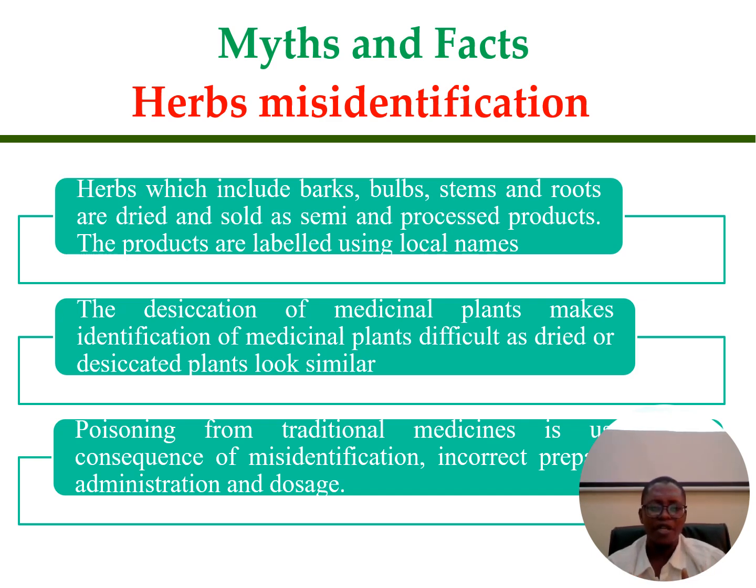If you go there and you meet an apprentice who is just starting the training process, the person may give you a wrong herb instead of the correct one. So there is a problem of herb misidentification. Poisoning from traditional medicine stems from misidentification and incorrect preparation, administration, and dosages. So when you take a wrong herb, the way you prepare it, everything is wrong from the beginning. So herb misidentification is a problem which must be stopped.